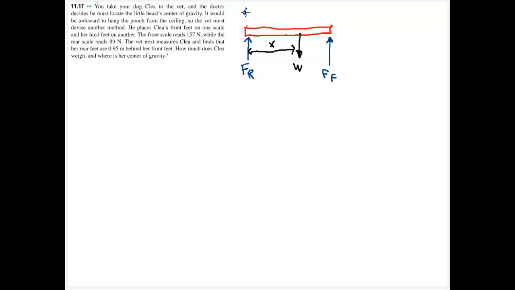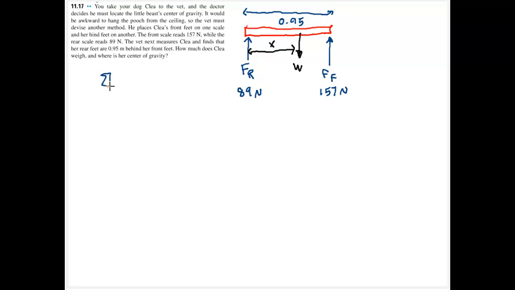However, we do know the length of our dog. We know that her rear feet are 0.95 meters behind her front feet, so we know how long the dog is. We're just looking for this position x. I know what these forces are. I know that the rear force is going to be 89 newtons and the front force is going to be 157 newtons.